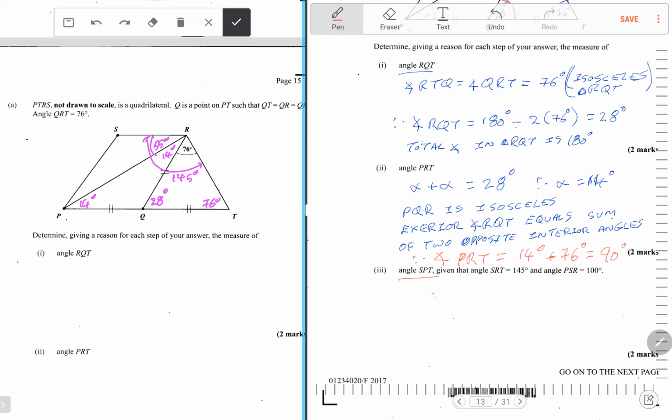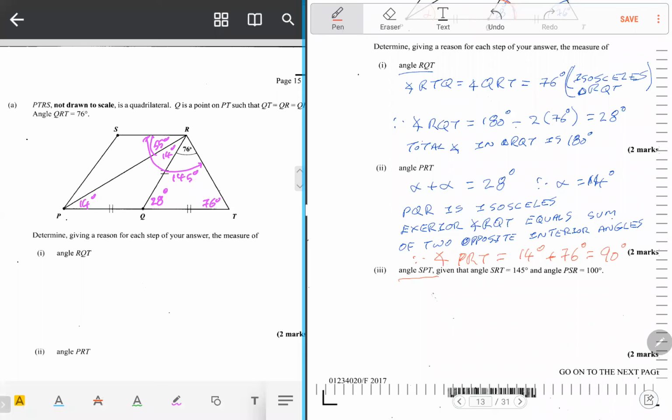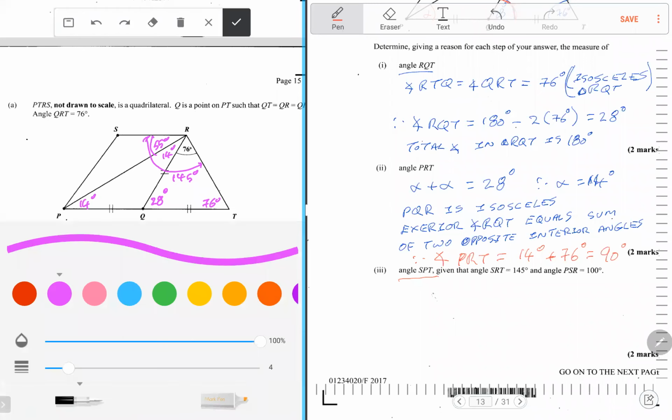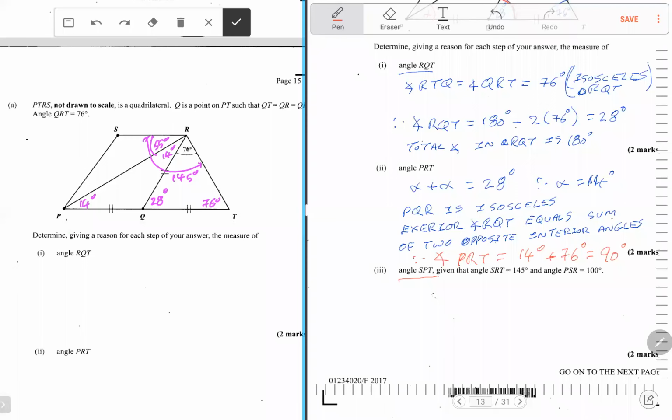We can mark it in a different color. The angle that they want us to find, we can mark it in green. So the angle they're asking us to find is this angle here. To find this angle, we need to find this piece and add it to the 14. That's one way we can do it.